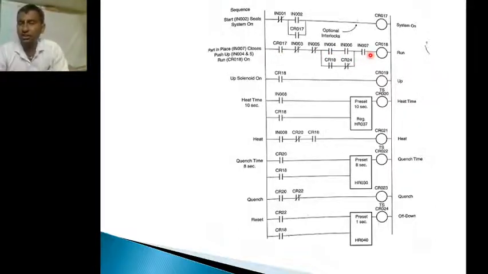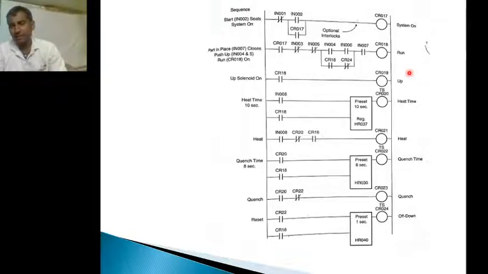So when the CR018 is on, this contact is also closed, and this contact is also closed. So when the CR018 is on, then the CR019 will also be on. CR019 means the up movement of the mandrel. So this mandrel will go in the upward direction, and when it reaches the top position, at the top position we have one sensor.